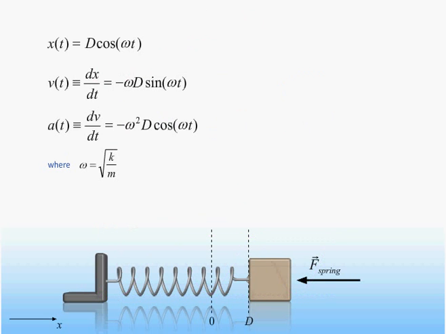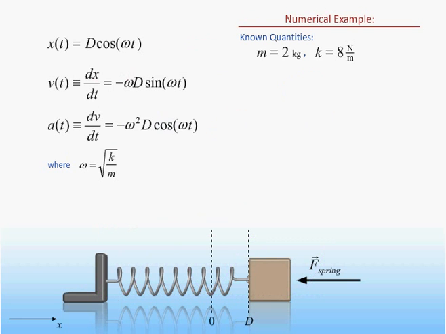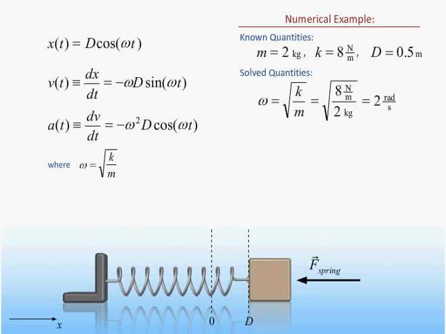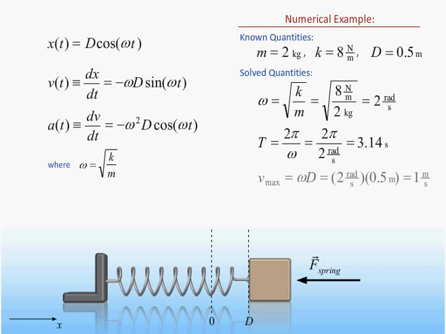Let's plug in some numbers to get a feeling for these quantities. If we take the mass to be 2 kilograms, the spring constant to be 8 newtons per meter, and the initial displacement to be a half a meter, we obtain an angular velocity of 2 radians per second, corresponding to a period of 3.14 seconds. In other words, it takes a bit over 3 seconds for the object to make one complete oscillation.